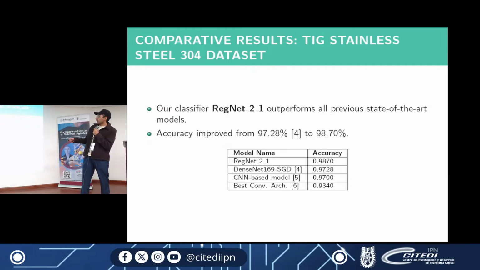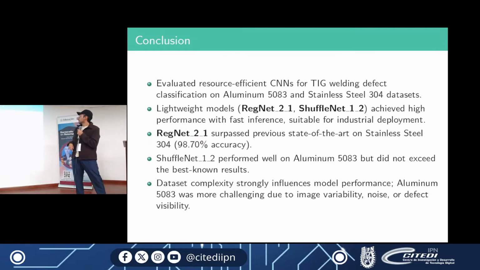Also we can compare the RegNet, this part. RegNet, as you can see, we also got very good results in comparison to other models in the same category. And yeah, as you can see, this is for the stainless steel dataset. I forgot this part. Let me go to this section.